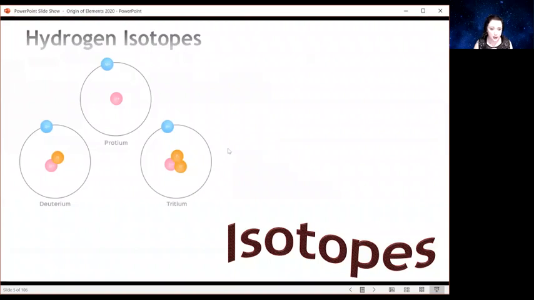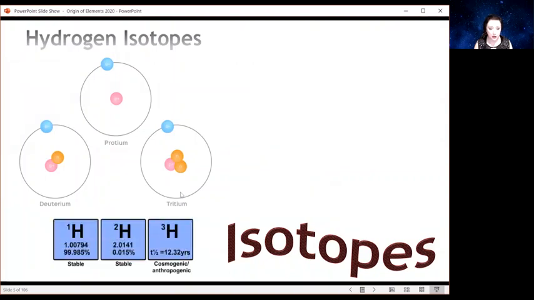So I said that hydrogen is when we have just 1 proton. Now here I've got 1 proton. Here I've still got 1 proton, but it's got a neutron with it. Here I've got 1 proton and 2 neutrons. These are all element hydrogen, but they are different isotopes. So they're all hydrogen, but they have different masses. And so we have regular hydrogen here described as protium. We have heavy hydrogen, which is deuterium, and really heavy hydrogen, which is tritium.